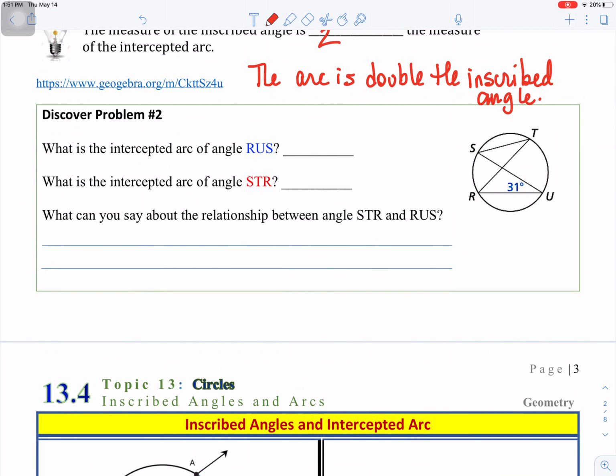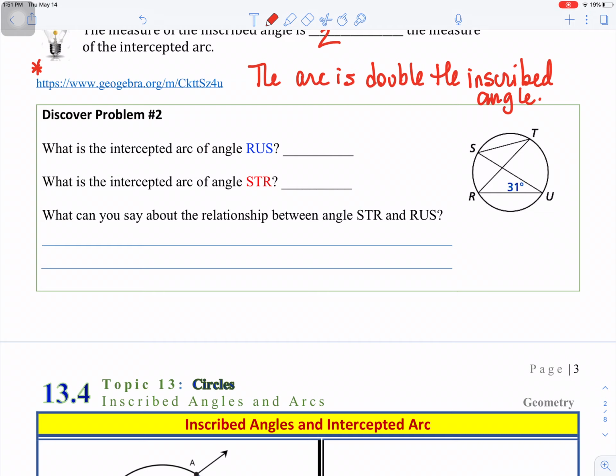Okay, here's a little link for you to look at. There's a little something there for you to see. Let's see. I don't think it opens when I'm recording, so you can open there and explore in GeoGebra. Okay, discover problem number 2.